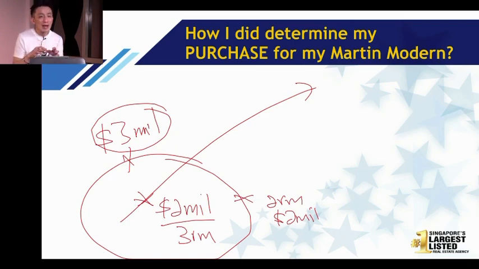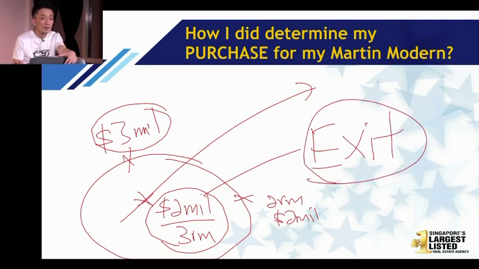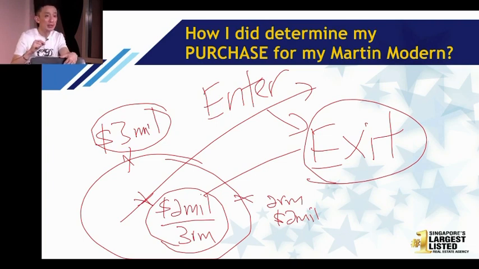I know that the market 3-bedroom in the surrounding area sold for $3 million. I know the 2-bedroom sold for $2 million. If I buy a 3-room at $2 million, I ask myself this question: is it easy to exit? I always want to teach people how to enter and how to exit. That is how I buy my property. In, out in this manner.